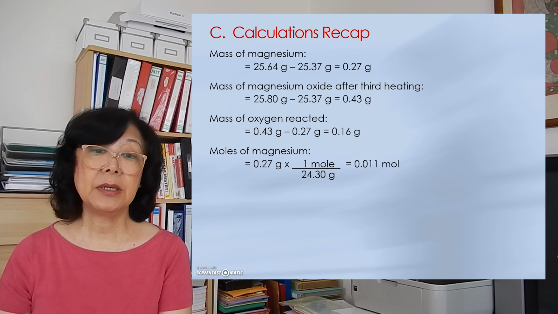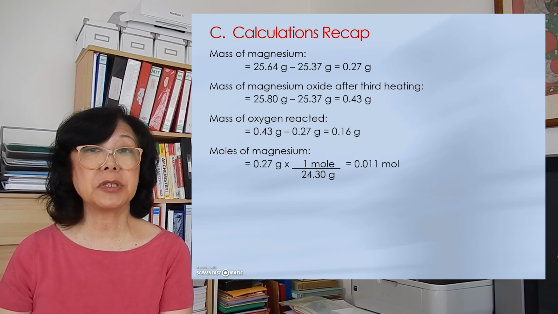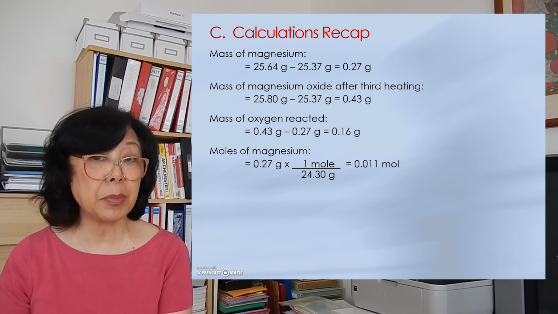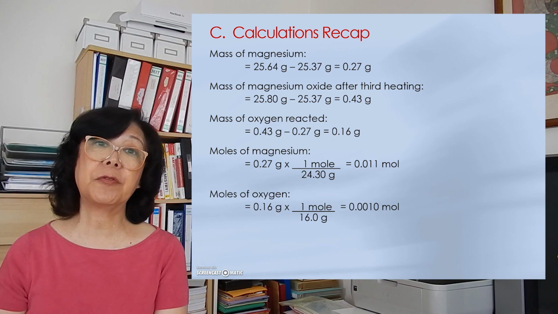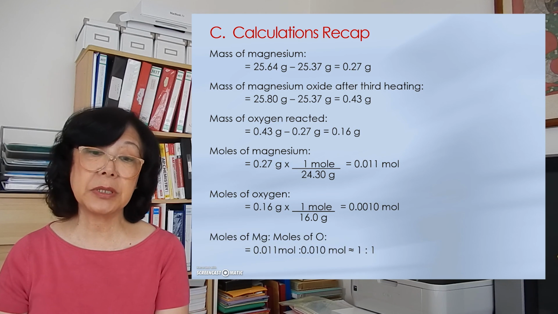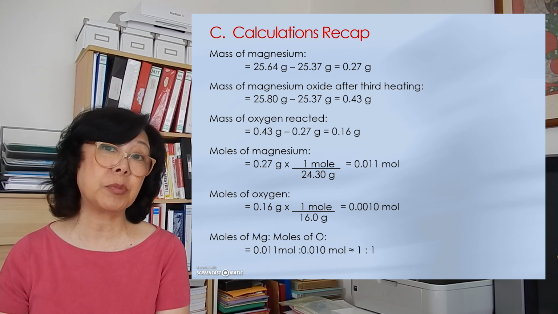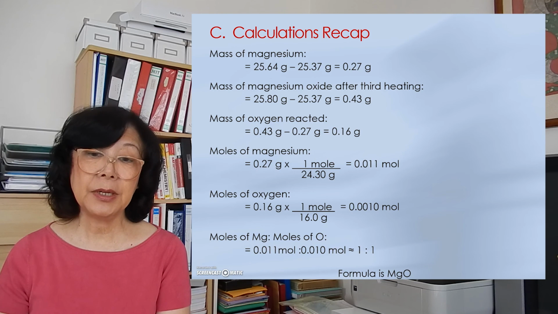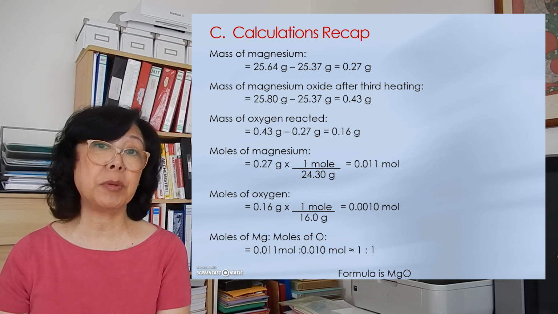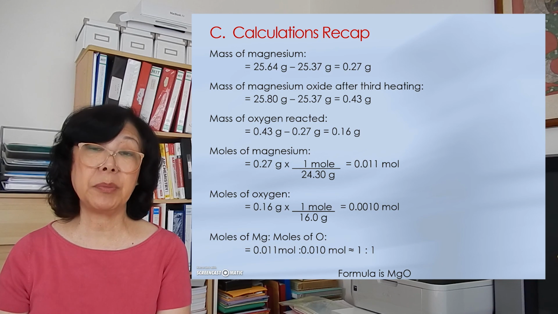Now we convert the mass of magnesium into moles of magnesium, 0.011 mole. And we also convert the mass of oxygen into moles of oxygen. Notice how close they are, about a mole ratio of 1 to 1. Therefore the formula of magnesium oxide is MgO, 1 mole of magnesium combining with 1 mole of oxygen.